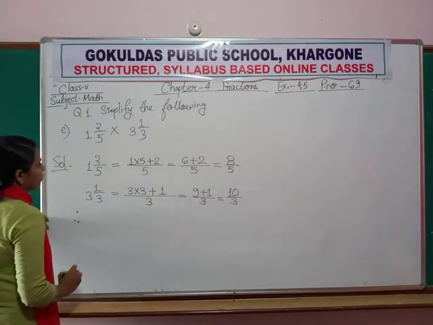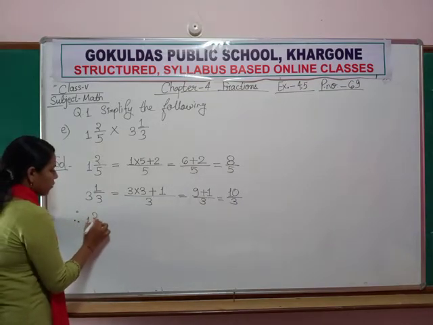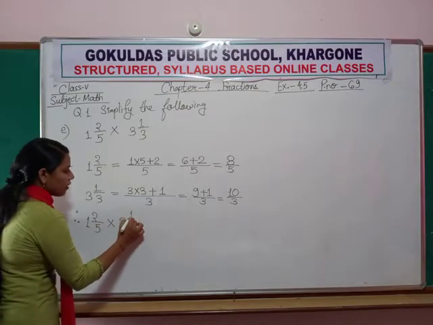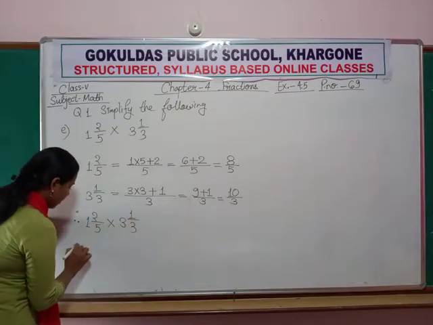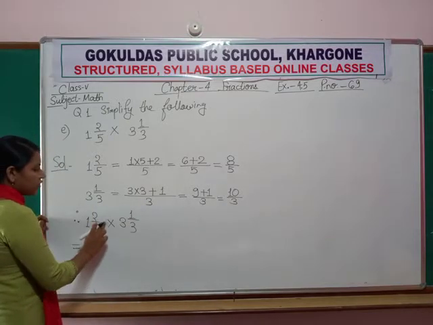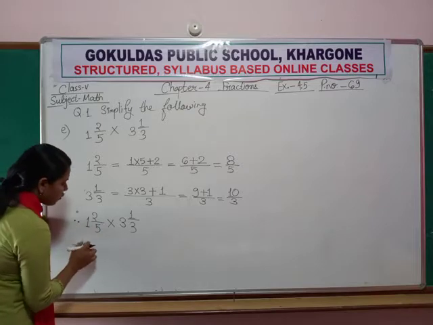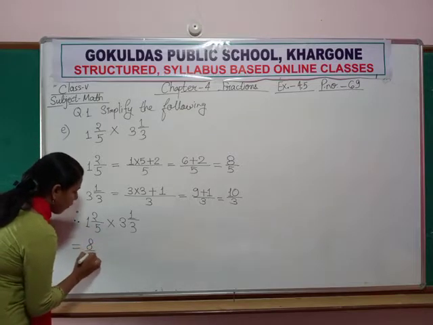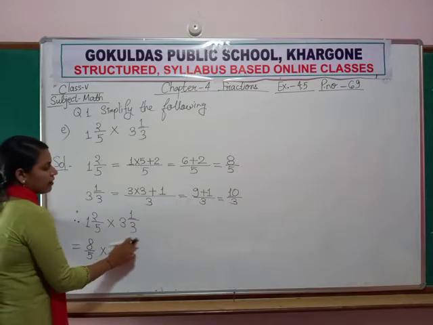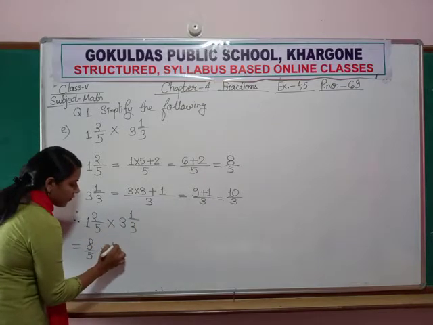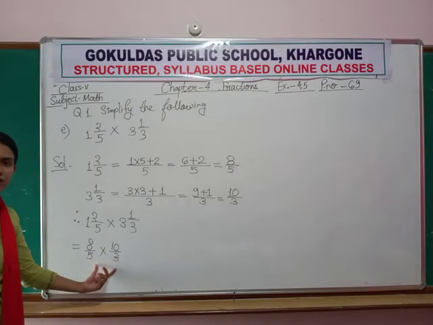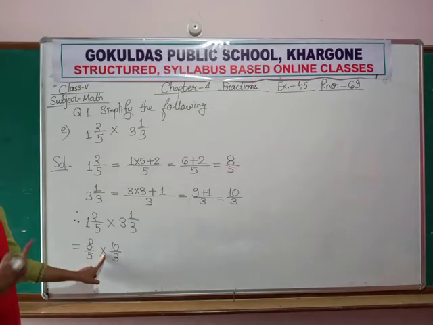Therefore, 1 2/5 multiplied by 3 1/3 is equal to, now we can write 8/5 at the place of 1 2/5. So at the place of this I can write 8/5 multiplied by 10/3 at the place of 3 1/3. Right? Now I have two fractions and our task is to multiply them.